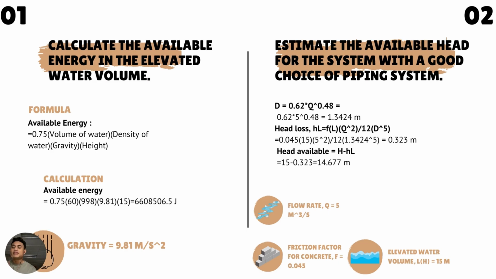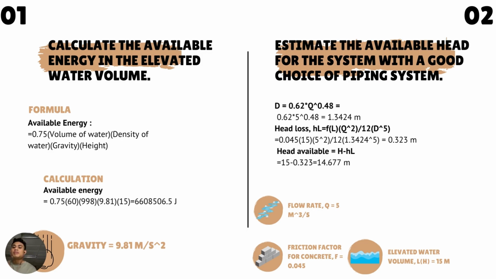For question number 2, we assume the pipe is made of concrete and its friction is 0.05. Next, we need to find the heat available, which is heat minus heat loss. Before we find the heat available, we need to find the heat loss, which is unknown. So we will use this formula, F times L times Q to the power of 2 over 12 D to the power of 5, where D we can get from the formula 0.62 times Q, the flow rate, to the power of 0.48, and we get 1.3424 meter, which is the diameter.